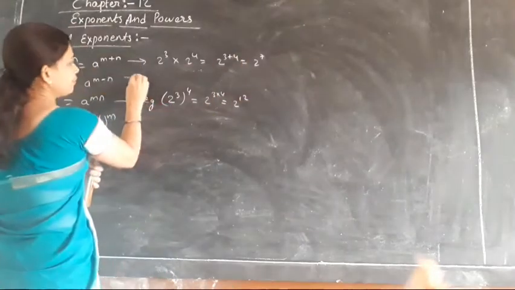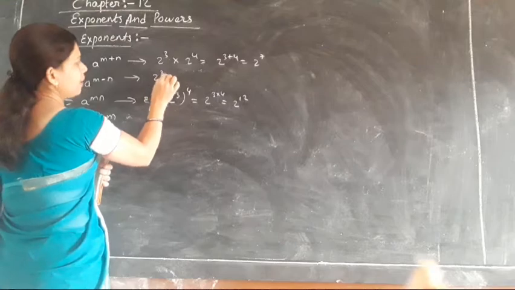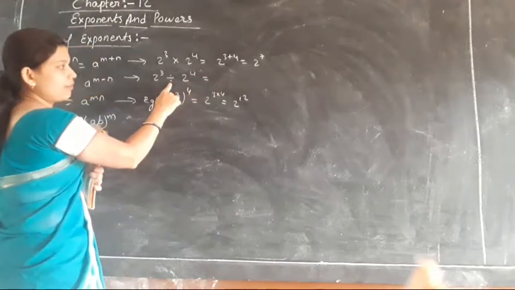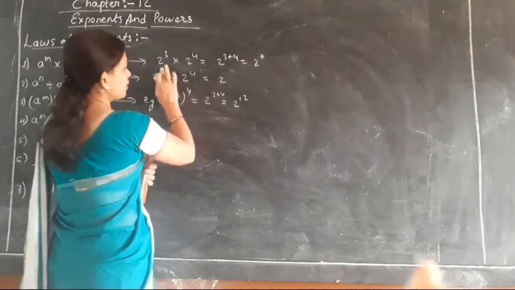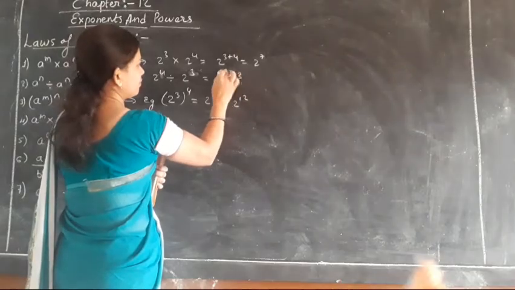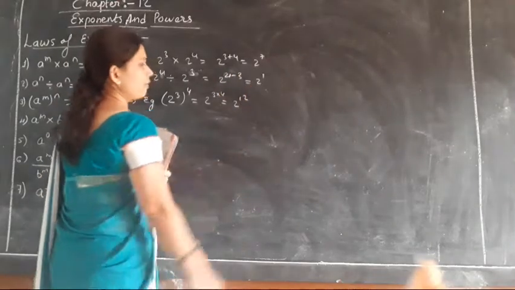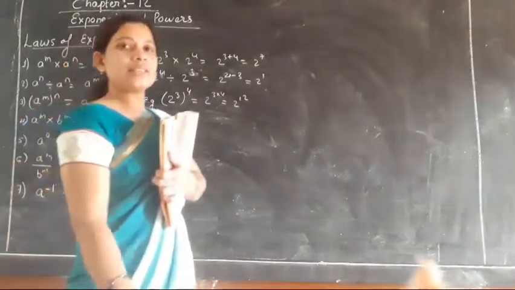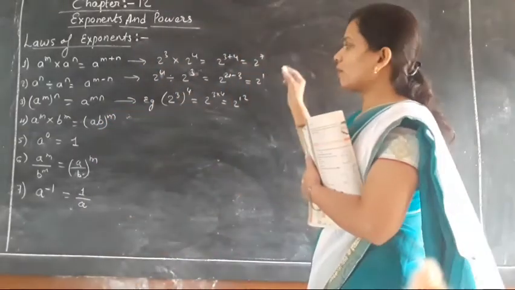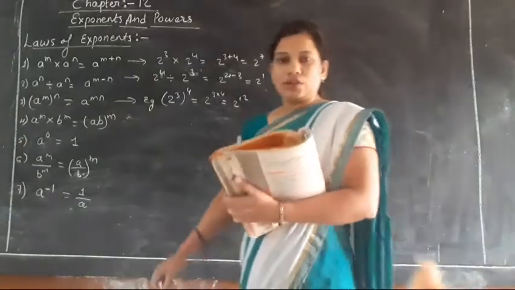In the same way, if the bases are same, okay, and the powers are different and it is in the form of divide, so the powers will get subtracted. If suppose the power in the denominator is greater, sometimes this power will be greater, at that time you have to just transpose it. Okay.